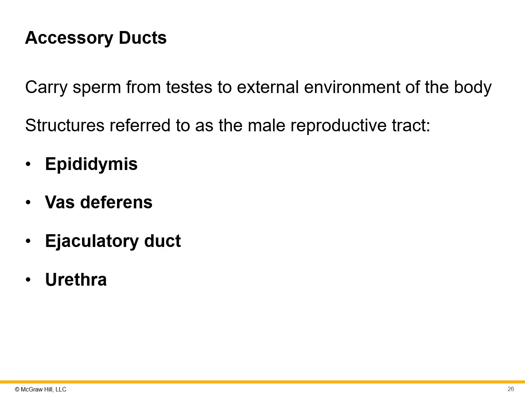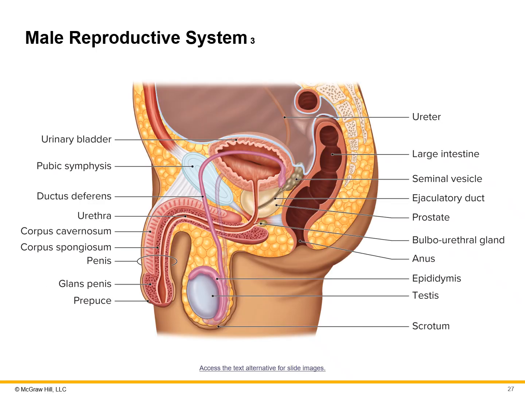For your accessory ducts, your accessory ducts will carry that sperm from the testes to the external environment of the body. And that includes the epididymis, the vas deferens, the ejaculatory duct, and the urethra, which I'm about to show you on the next slide. If you look here on this diagram, you will see the epididymis, your vas deferens, that ejaculatory duct, and then the urethra.